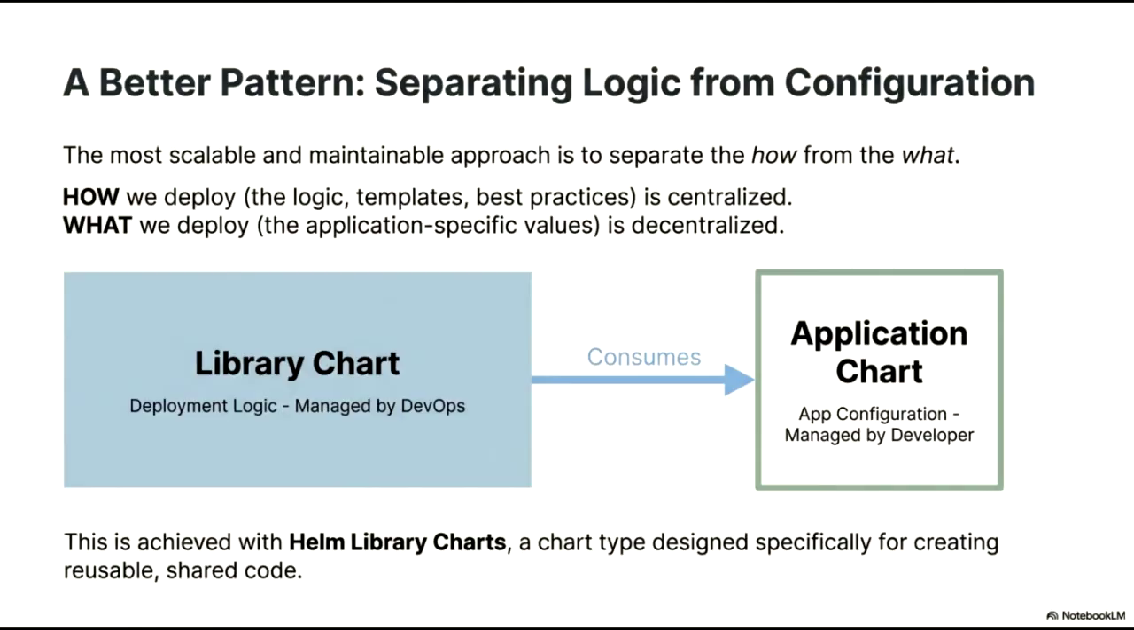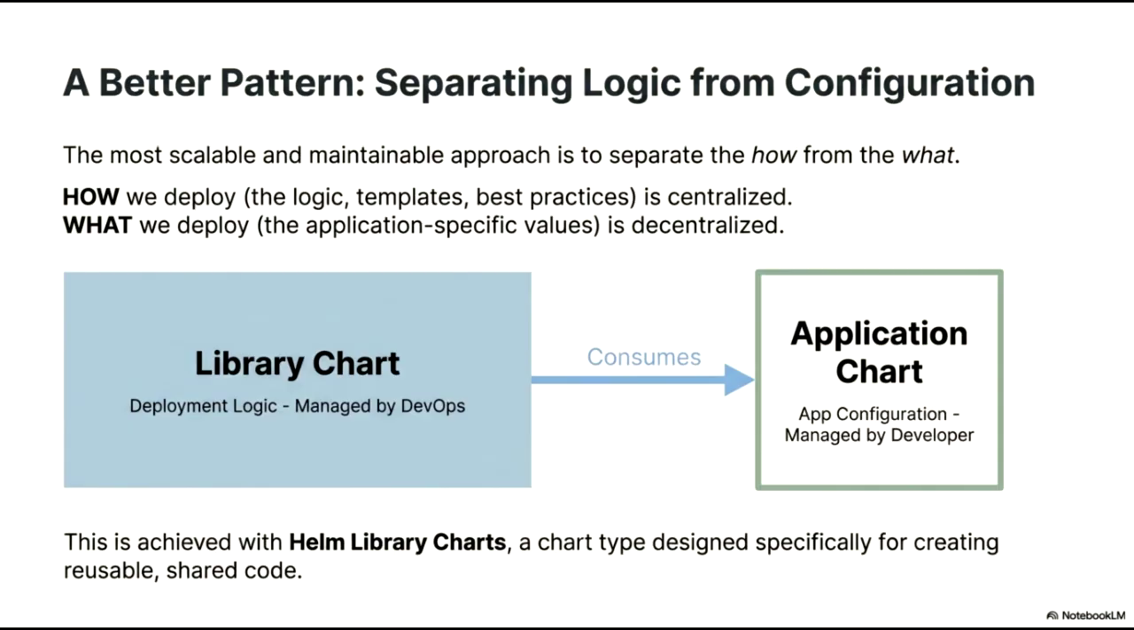To achieve a truly scalable and maintainable deployment process, we should separate the logic of how we deploy from the configuration of what we deploy. As this diagram illustrates, the how, which includes deployment logic, templates, and best practices, is centralized in a library chart managed by the DevOps team.